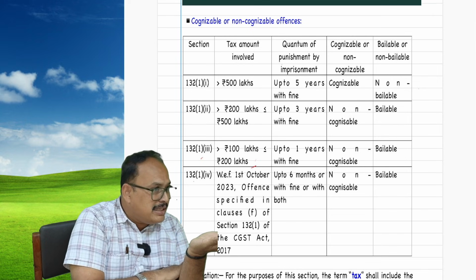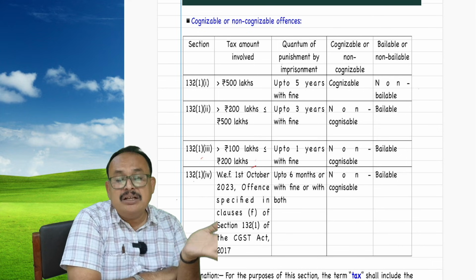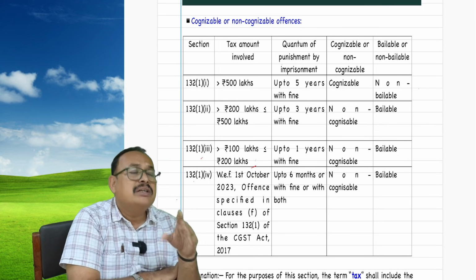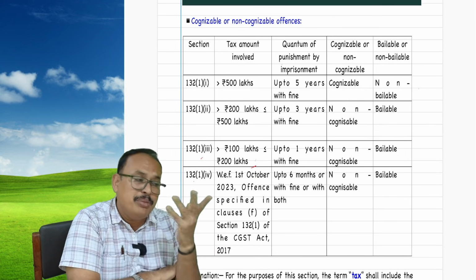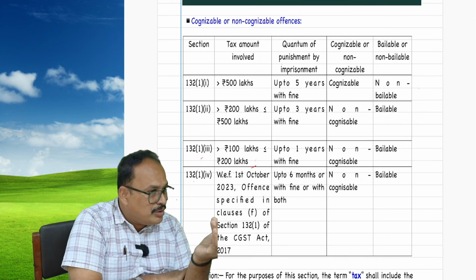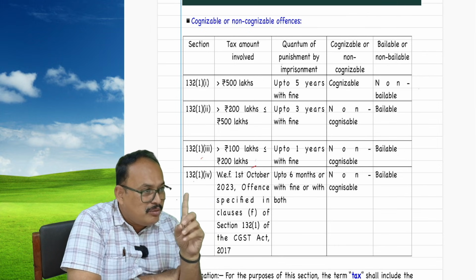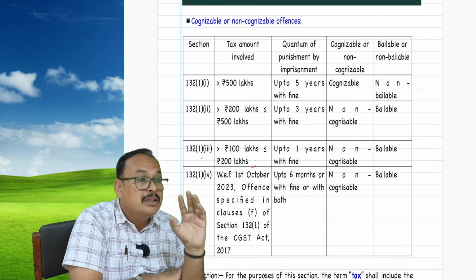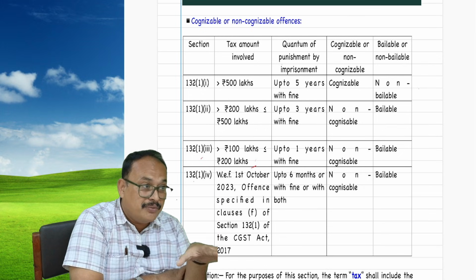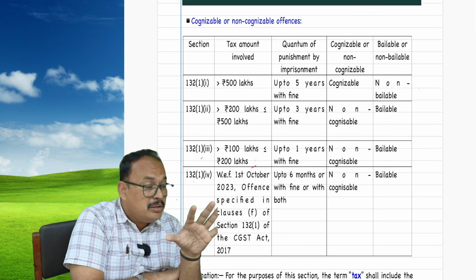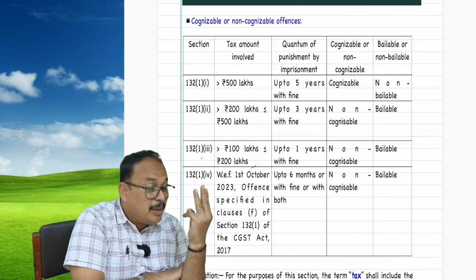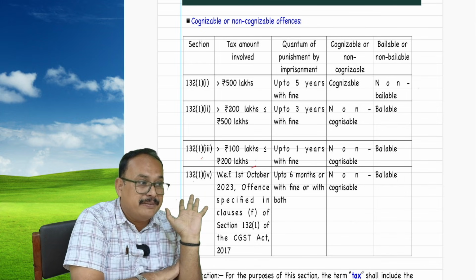If it is more than 200 lakhs, namely 2 crores, but not exceeding 500 lakhs, namely 5 crores, in that case also the offence is non-cognizable, bailable. If the offence is proved, imprisonment up to 3 years. More than 1 crore, less than or equal to 2 crores: if the offence is proved, 1 year imprisonment in addition to fine. More than 2 crores but not exceeding 5 crores tax evasion is bailable only. If the offence is proved, imprisonment up to 3 years with the fine.